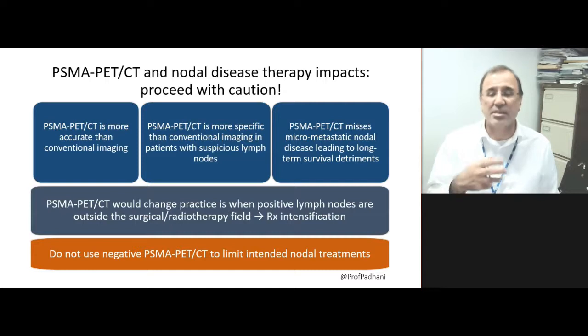But PSMA PET-CT misses microscopic metastatic disease, with long-term survival detriments if you don't take the lower sensitivity into consideration. In other words, treat PSMA PET-CT negativity with caution. Do not use PSMA negativity to limit intended nodal therapies.